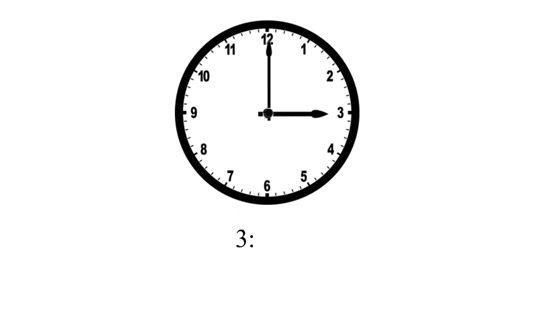We already know what the hour is. The hour is 3. Now we have to figure out the minutes. We see that the minute hand is pointing at the 12, which means 0 minutes. Remember, with minutes, we always write 2 digits, so we'll write 2 zeros. So, what is this time? Yeah, 3 o'clock. Let's try another one.